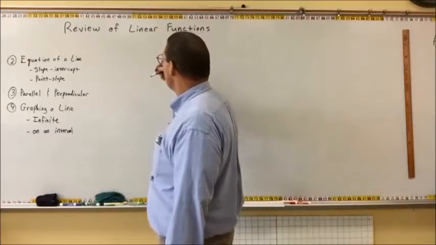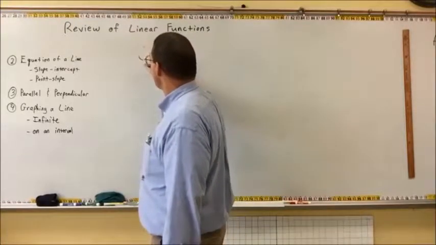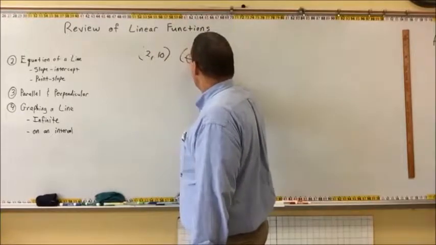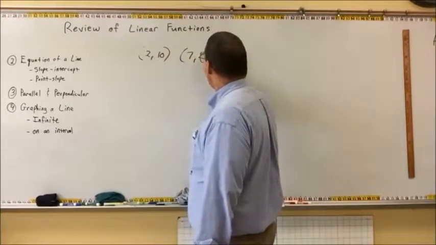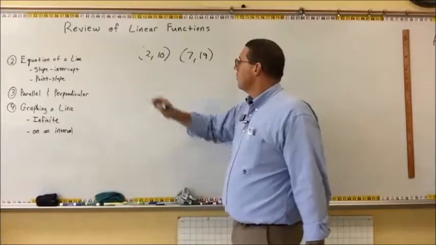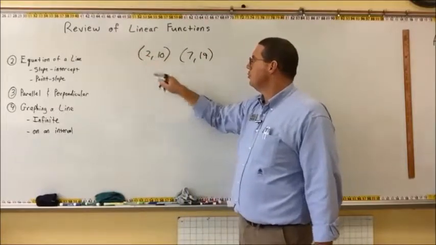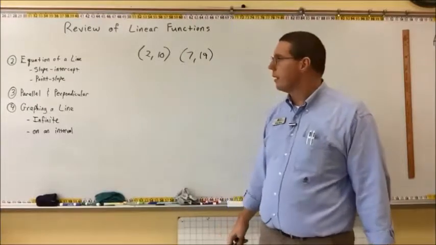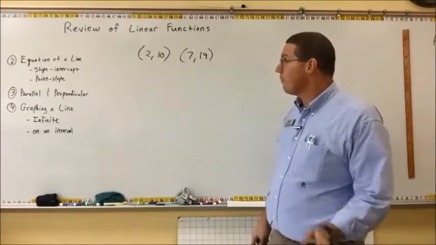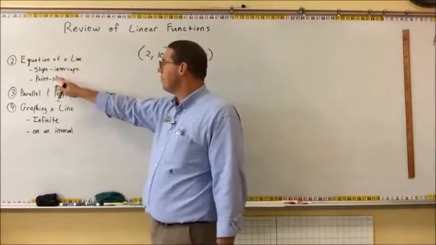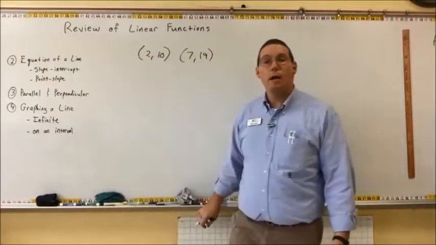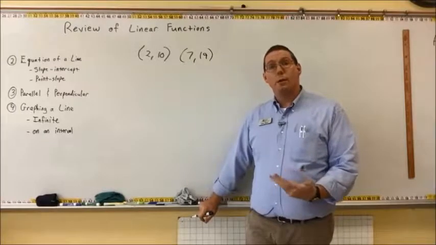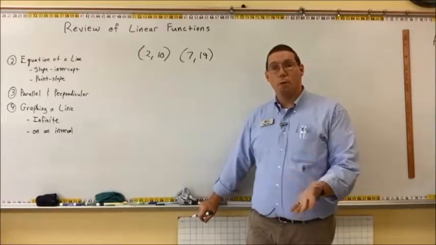So let's say we want to write the equation of a line that passes through the points (2, 10) and (7, 19). Okay, we've got 2 points on the coordinate plane, (2, 10) and (7, 19), and we want the equation of the line. All right, before I teach you slope-intercept form, I'm going to teach you point-slope form, because in my opinion, it's easier to write the equation of a line in point-slope form.